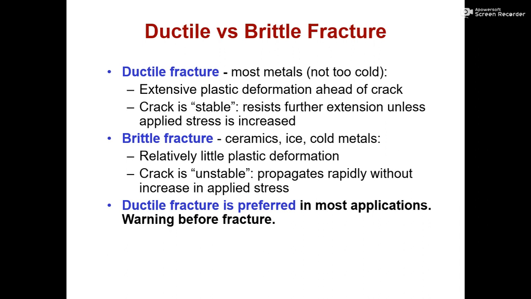So normally while designing, we always use at least ductile fracture materials. Ductile fracture is preferred in most applications. Why? Because it will give warning before fracture. If you know that it is going to fail, then we can easily replace it. Suppose you don't know it is going to fail, then it is very difficult to replace.